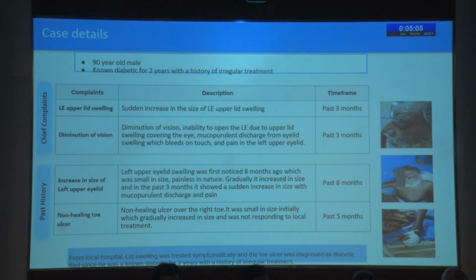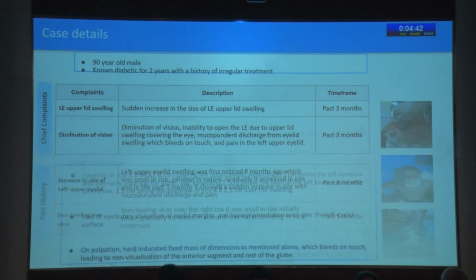Past history: the left upper eyelid swelling was noticed 8 months ago, which was increasing in size, painless in nature, and for the past 3 months showed a sudden increase in size. The patient also had a non-healing toe ulcer over the right toe. It was small in size initially, which gradually increased in size and was not responding to local antibiotic treatment. It was diagnosed as a diabetic foot by the local doctor.